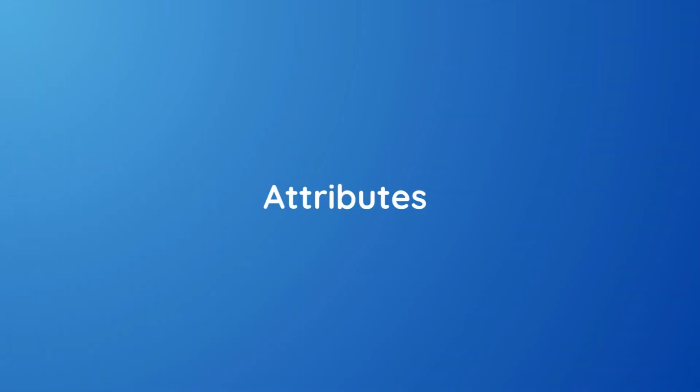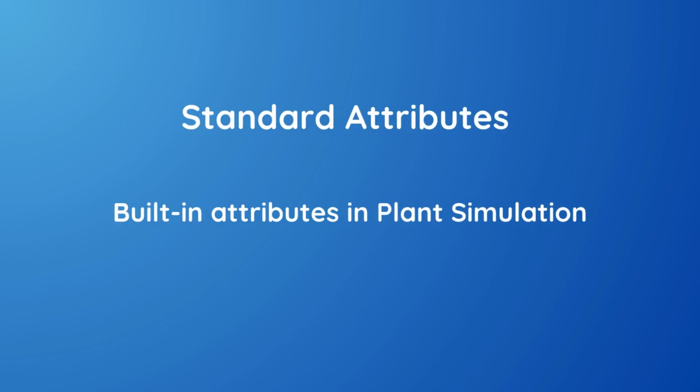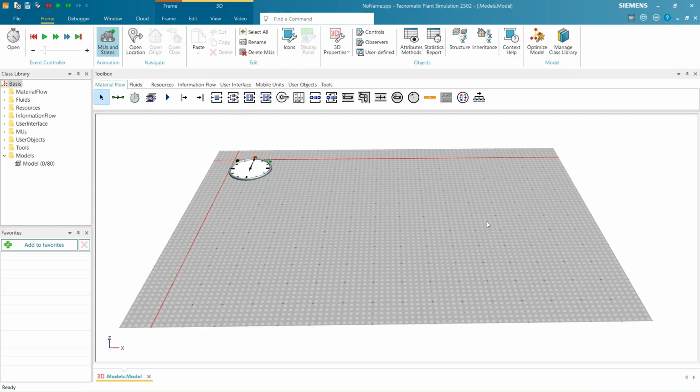In today's video, we're diving into different types of attributes in Tecnomatix Plant Simulation. In Plant Simulation, attributes are used to store data related to objects in your model. Plant Simulation provides built-in attributes known as standard attributes. Let's understand how to find standard attributes with an example.